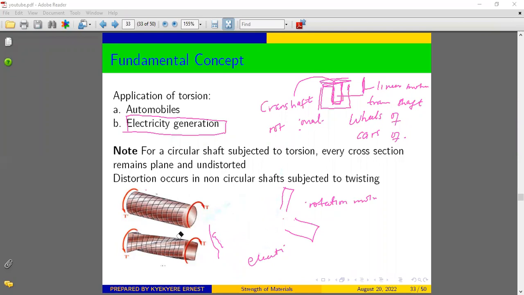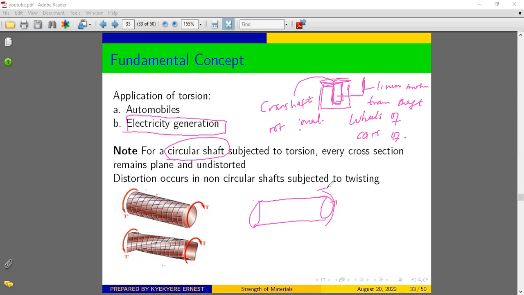Good. So having said that, let us establish these two points before we go to our analysis. Don't forget that in this analysis, our focus is going to be on circular shafts. Anytime torques are applied to a cylindrical shape like this, though there will be deformations caused, anytime you cut, this is a torque and this is a torque forming a couple on this circular shaft, then after these torques have been applied and some deformations have been caused to this shaft, when I cut through any part, I am still going to maintain that circular cross section.